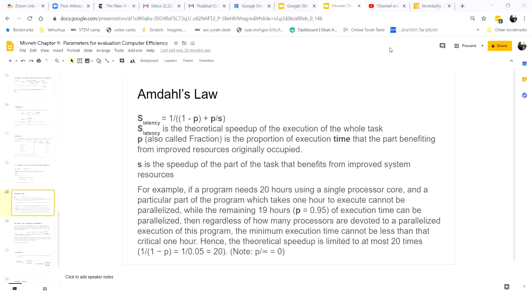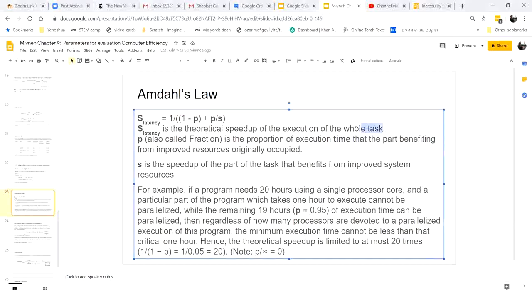In other words, if I would emphasize something, it would be this, of the whole task. And this is the speed up of that part of the task that benefits from the improvement, right? Good?